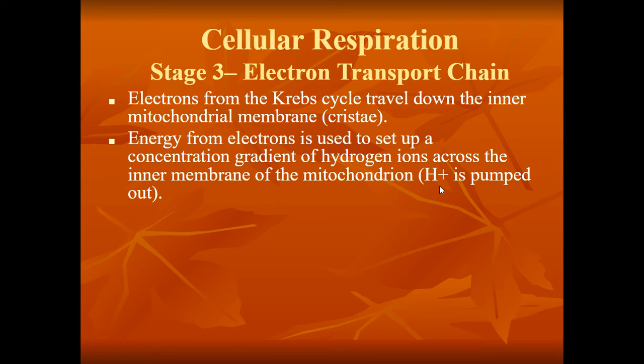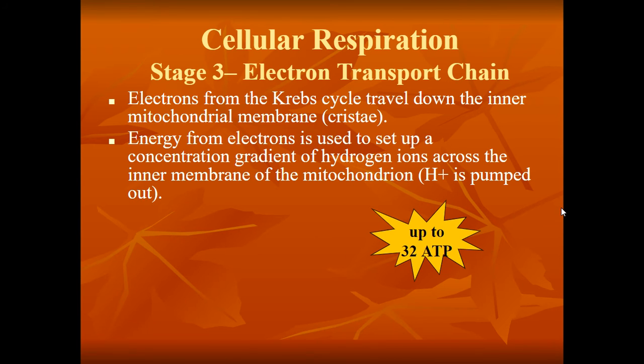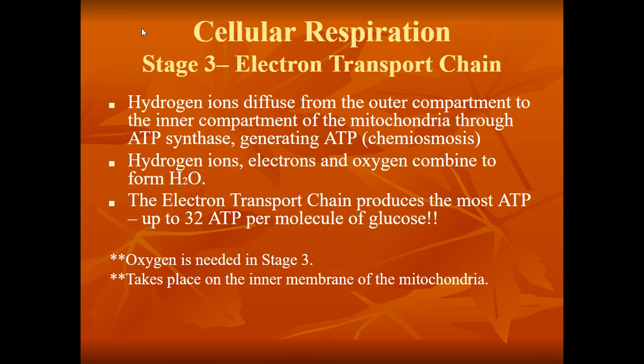Okay, that sounds complicated, but basically we're using electrons to make ATP, because these electrons and these H plus here are used as energy, okay? And we make up to 32 ATP in this. And I'll show you how that works here in a second. More parts of the ETC.